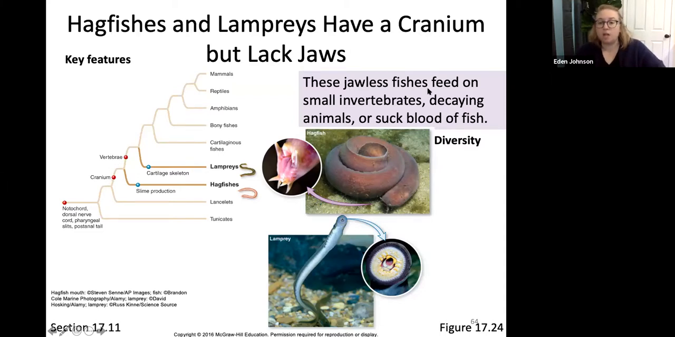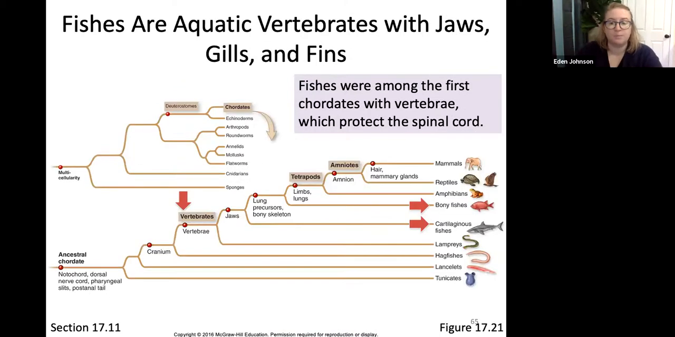So the jawless fishes feed on small invertebrates, decaying animals, or suck blood from fish. If you look at their mouthpieces, they're going to latch on to other organisms and feed, sucking blood, okay? Similar for the hagfish, it's got these really sharp teeth that are basically just gonna latch onto other organisms.